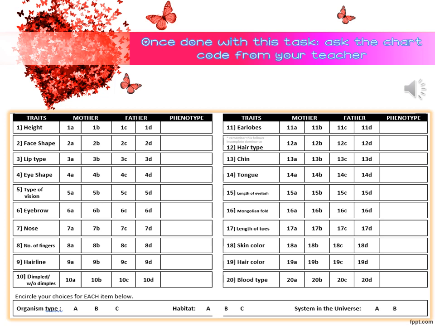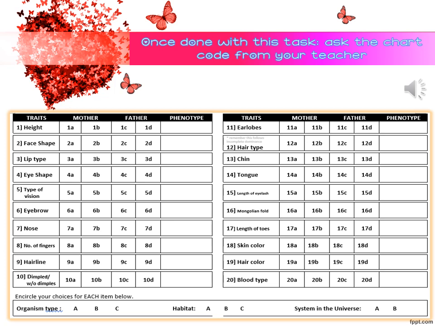So let's take, for example, number 1, height. I will choose 1B. And for the father, I will only choose 1D. How about you? What will be your choice? Again, the important thing is do not color both from mother's area. Just choose one. Same with the father.